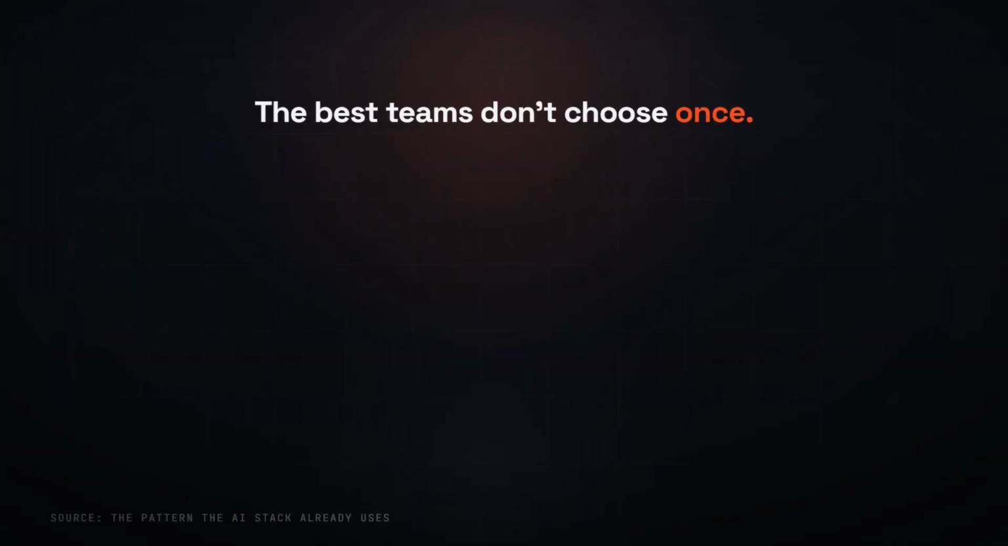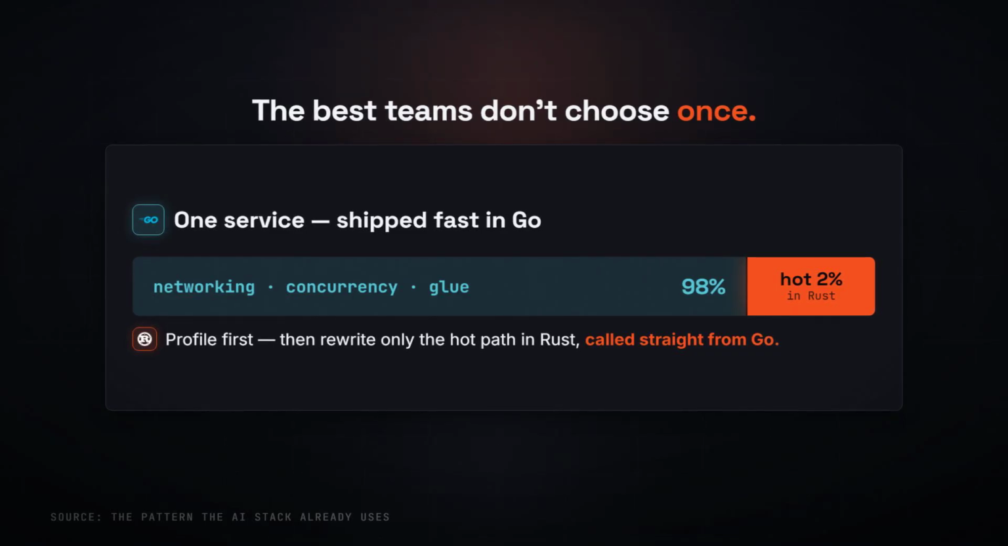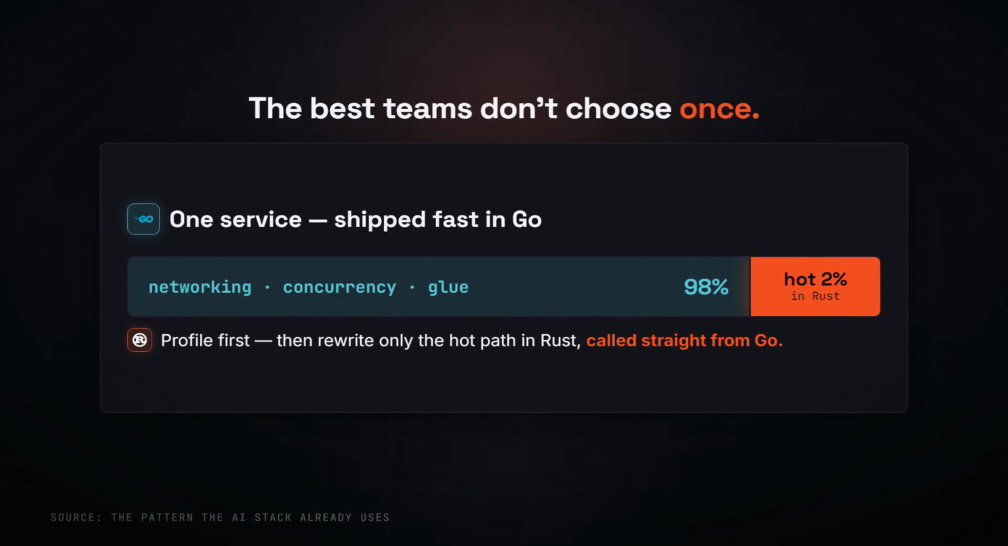And the best teams do not choose just once. They write the service in Go, ship it fast, then profile it, and rewrite only the hot 2% in Rust, called straight from Go. Simple on the outside, fast where it counts. It is the exact split the AI stack already made. Orchestrate in Go, compute in Rust.